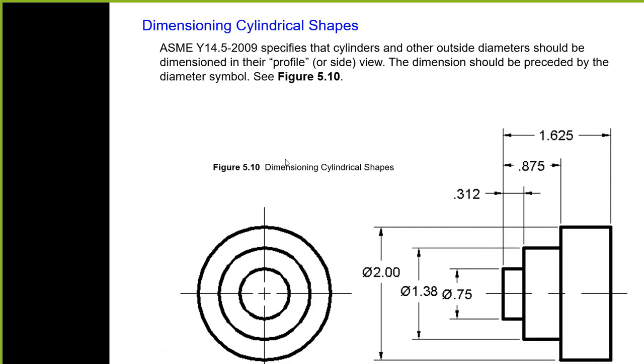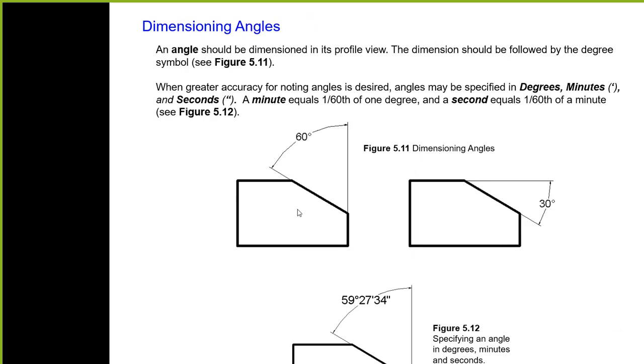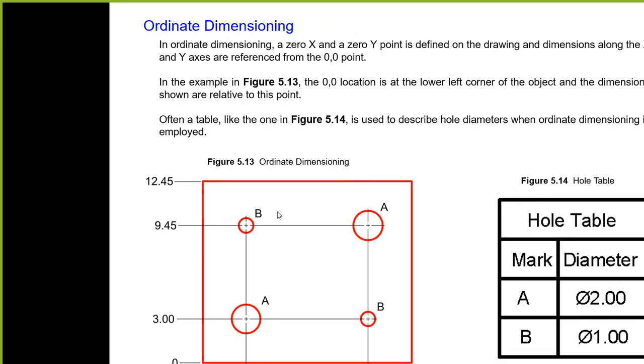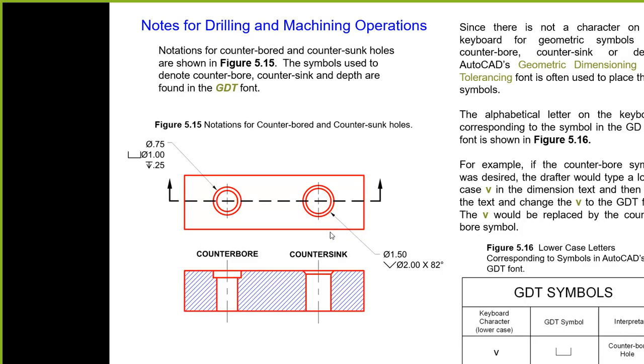Things like dimensioning cylindrical shapes, you'll use a diameter symbol. You will avoid crossing dimensions. In other words, you'll dimension from the smallest to the largest. You will try to space the dimensions in an easy to read system. We had things like symmetry symbols. Here's our ordinal dimensioning. They made a whole table.